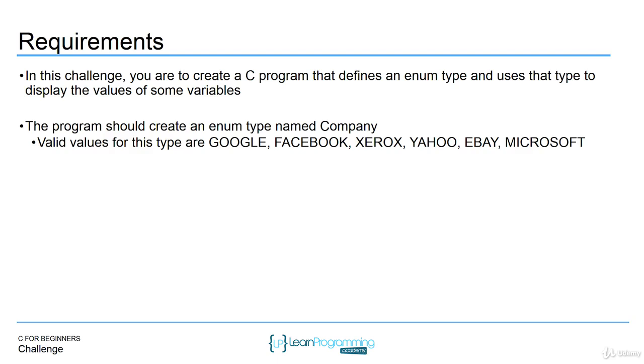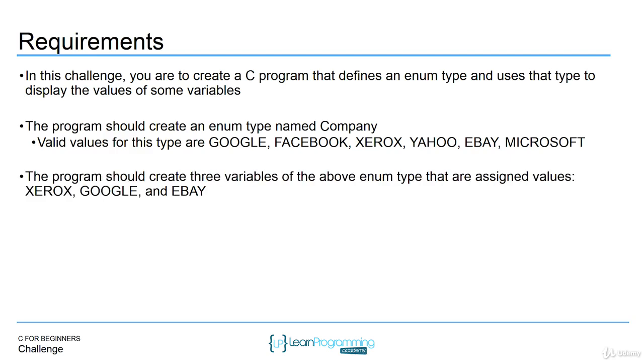So we're going to create this enum type because that's the first thing you do with enums. You create the type, and then you use the type. After we've created the enum type called company, we then want to actually create the three variables of this type. And we want to assign these three variables values of Xerox, Google, and eBay.